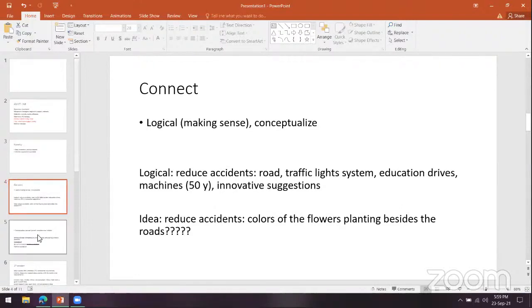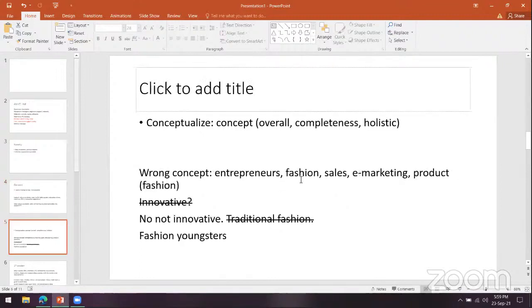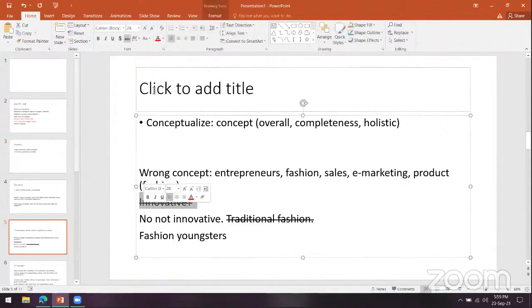Or sometimes you might be thinking, I want to conceptualize something, but I found out that innovation is not important for my fashion, and my fashion is for youngsters. Do you see the missing link there? If you say that innovation is not important for fashion, and then the fashion is actually worn by all those youngsters, I think there are some missing links there. The concept is not complete.